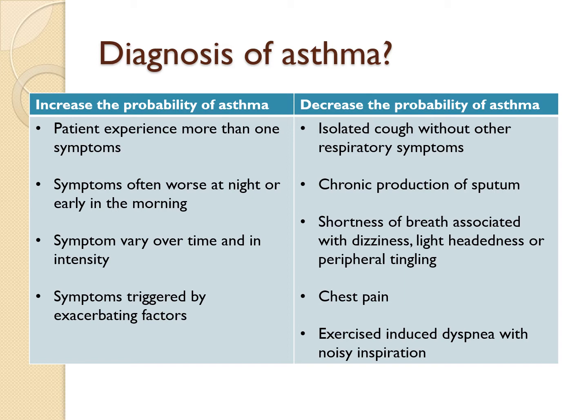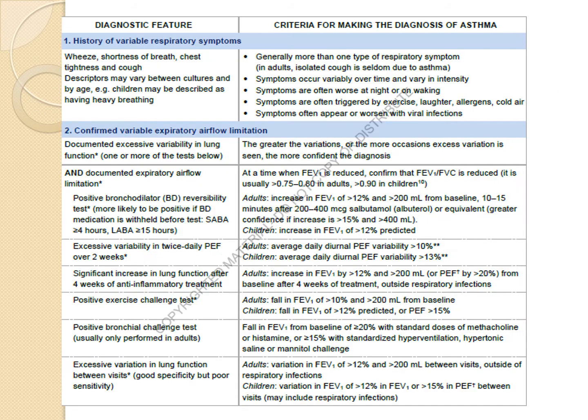On the other hand, if the patient is having isolated cough apart from cough variant asthma, or very chronic production of sputum apart from the cough, or if the shortness of breath is associated with dizziness, lightheadedness, or peripheral tingling, chest pain as the main symptom, and also noisy inspiration with exercise-induced dyspnea, these features will not be telling for your diagnosis.